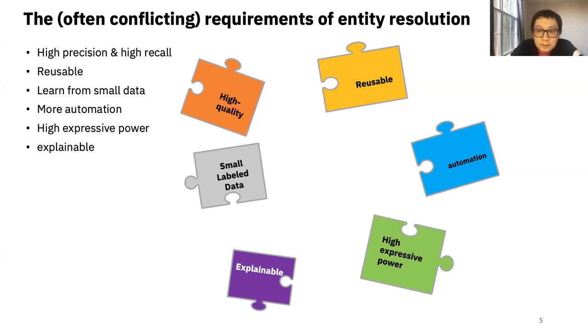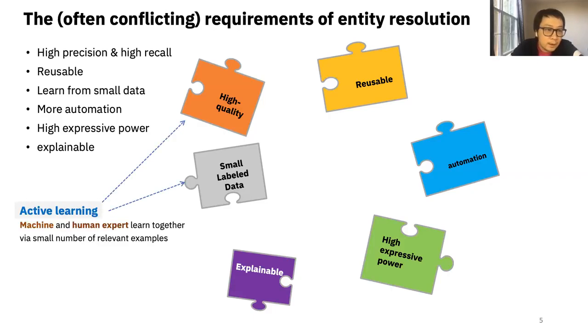We also want to make the learning process as automated as possible, since the whole pipeline is very labor intensive and very expensive. And when designing or training the model, we want to use models that have high expressive power, because the entity resolution problem can be very complicated, and we don't want to use a simple model to address a complex problem. Finally, explainability is also very important, since in many scenarios, we need to provide explanations for the predictions made by the AI model.